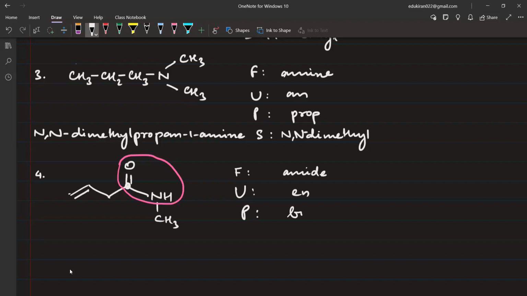What do we write for 4? We write 'but'. Now we have named everything, right? You have seen the functional group, and we have identified the parent carbon chain and the unsaturation. Now what is left here? We are left with CH3. And what do we write for CH3? We write methyl. As you will see, methyl is not attached to the parent carbon chain. Rather, it is attached to nitrogen. So we write N-methyl, and the name will become N-methyl.